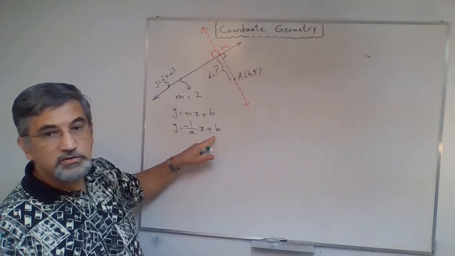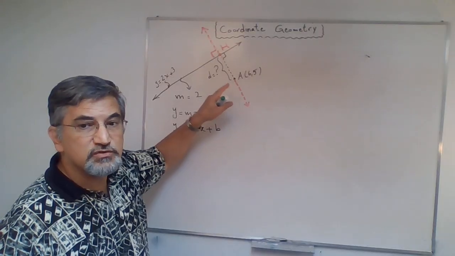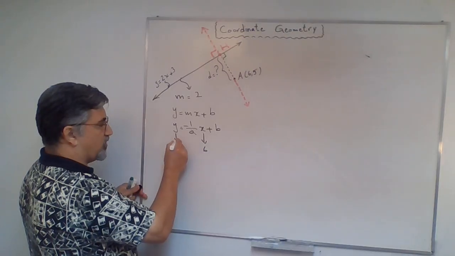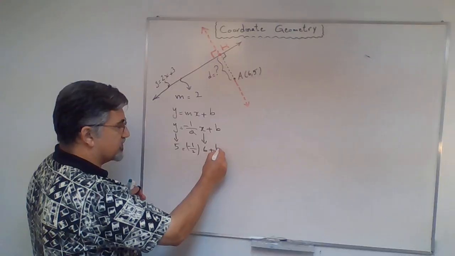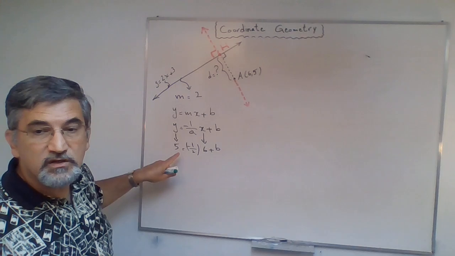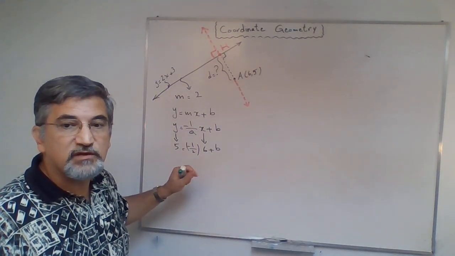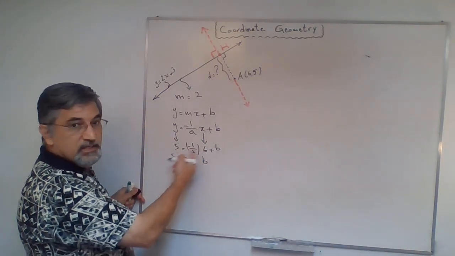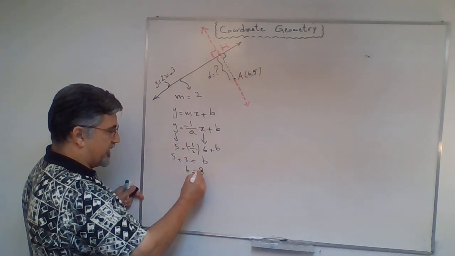So in order to find the value of b, we're going to use the fact that the red line passes through the point A. Therefore, the coordinates of point A should satisfy the equation of the red line. So instead of x, I plug in 6. Instead of y, I plug in 5. These are the x and y coordinates of point A. And using the fact that left side must equal right side, we are going to calculate the value of b. So 5 plus 3 equals b, because 6 times negative 1/2 is negative 3. So b would be equal to 8.